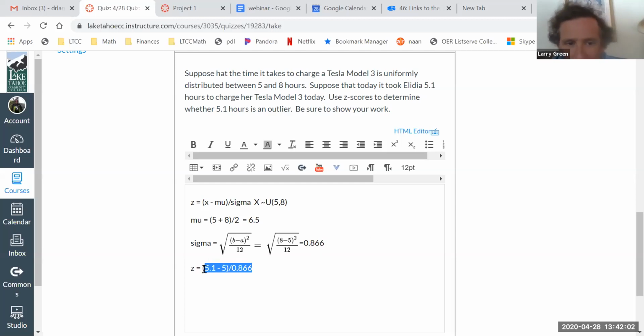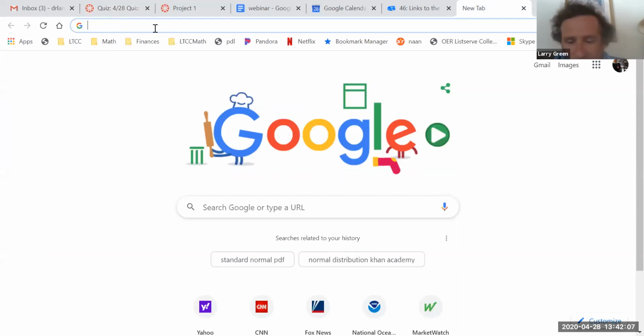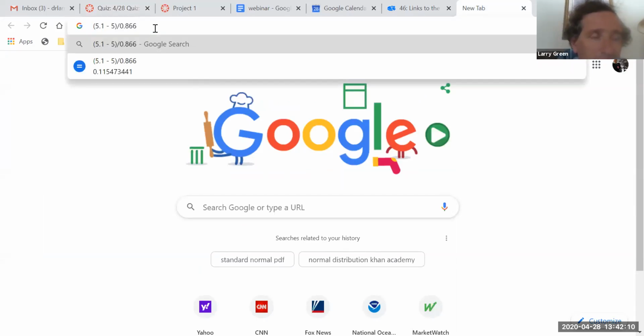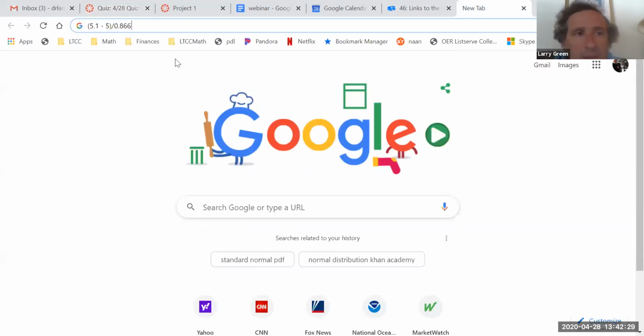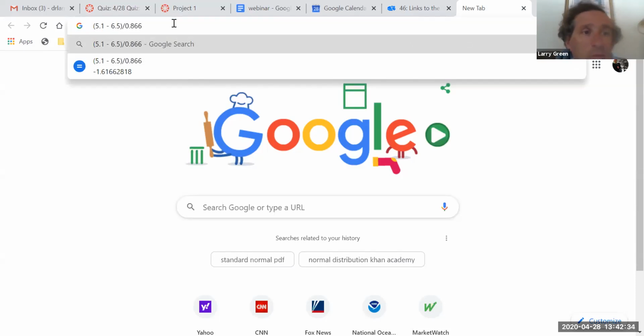Okay, we can drop that in a calculator. I use the convenient Google calculator. I'm sorry, it's not minus 5, oops, I made a little mistake there. It's 5.1 minus 6.5. We can put that in the calculator, and you get negative 1.62-ish.